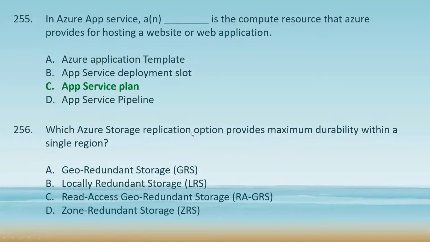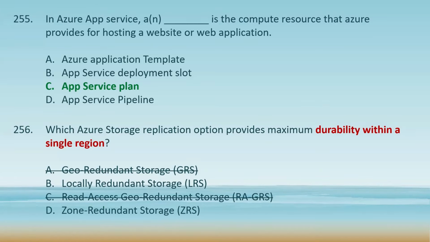Which Azure storage replication option provides maximum durability within a single region? Your options are geo-redundant storage, locally redundant storage, read access geo-redundant storage, zone redundant storage. Keyword to answer this question is durability within a single region. Since we are looking for durability within a single region, you can automatically rule out geo-redundant storage and read access geo-redundant storage, since they are more suited for cross-region replication and other functionalities.